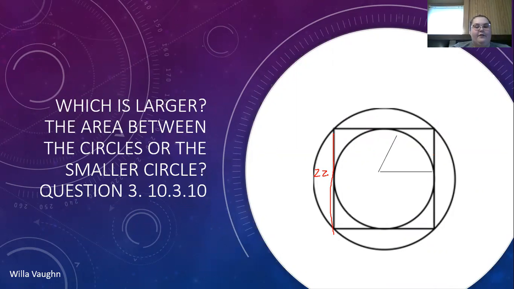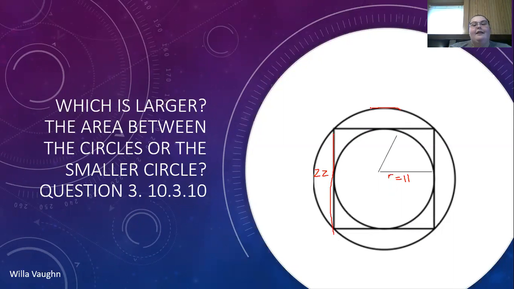So the diameter of the circle, so here's, that's going to be our radius. So the diameter of the circle is going to be the same as the length of the square. So to get the radius, you do diameter divided by 2. So if the length was 22, you'll do 22 divided by 2, and your radius is going to equal 11. So then you'll do pi times 11 squared, and you're going to get 121 pi units squared.